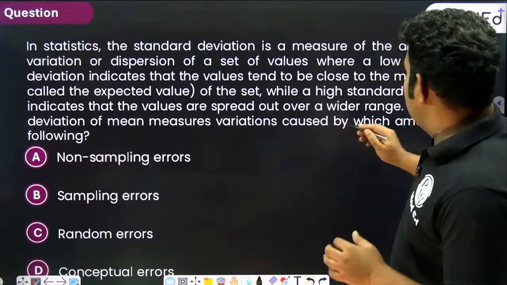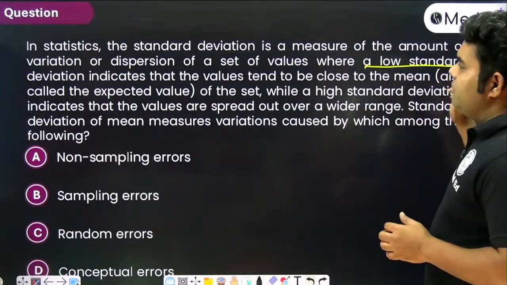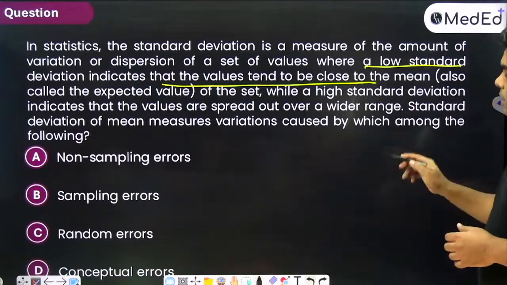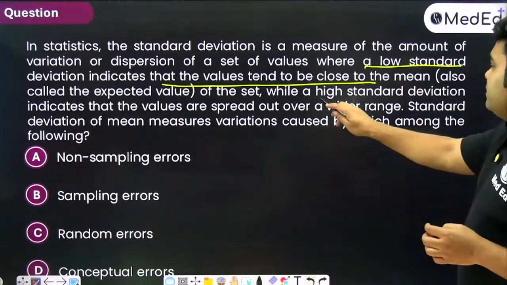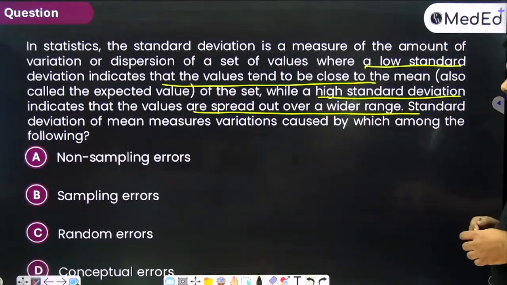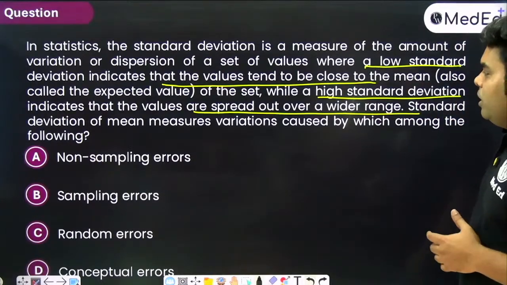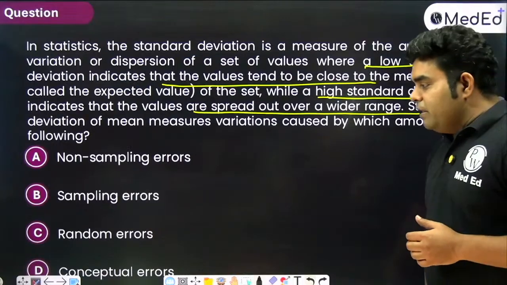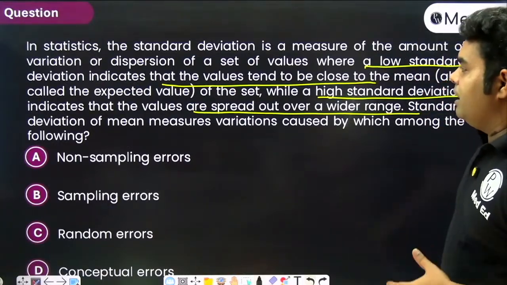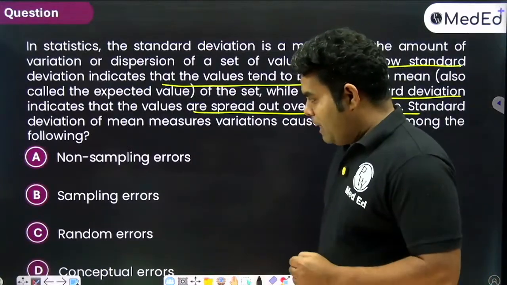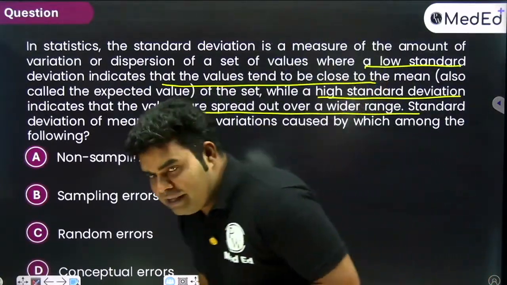So if the standard deviation is low, that means values tend to be closer to the mean, and high standard deviation means values are spread out over a wider range. Standard deviation of mean, major variation caused by which among the following? So standard deviation is measuring the variation which is due to which of the following? Very good question. If you can answer this question, I will be really happy.